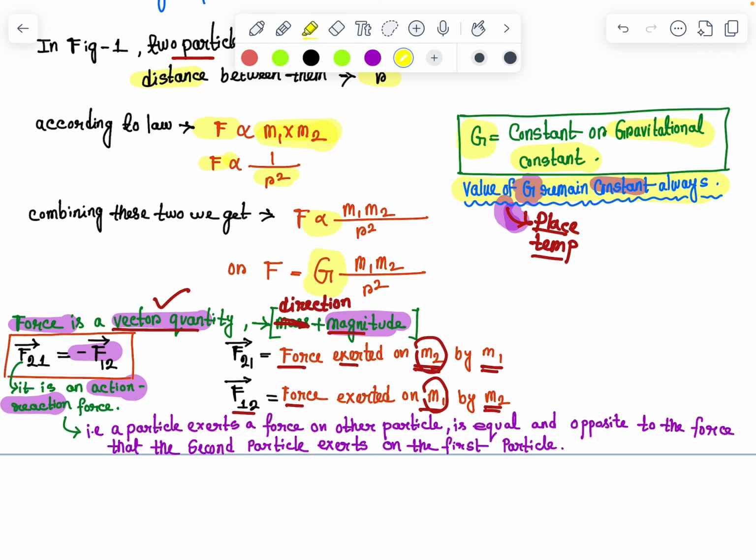From this we can conclude that a particle exerts a force on another particle which is equal and opposite to the force the second particle exerts on the first. That is what I have shown you here. The force the first particle exerts on the second is equal and opposite to the force the second particle exerts on the first. So this is an action-reaction force, and these two forces will always be equal and opposite.